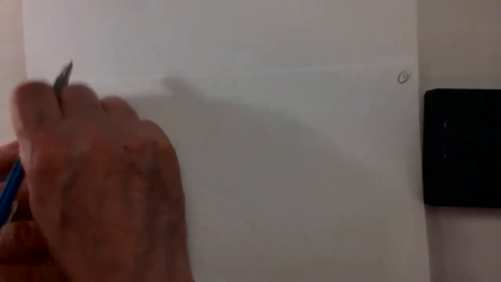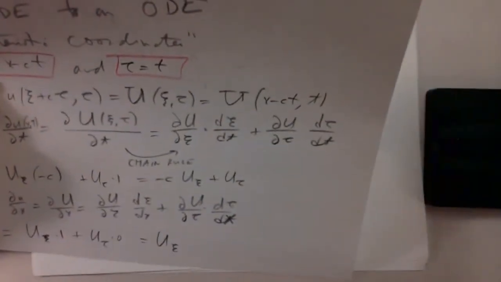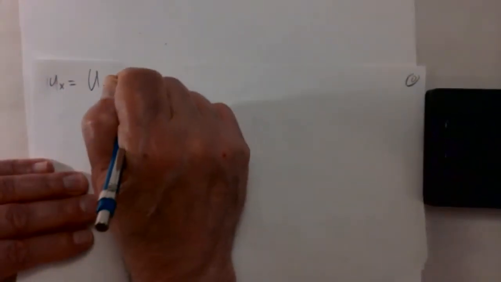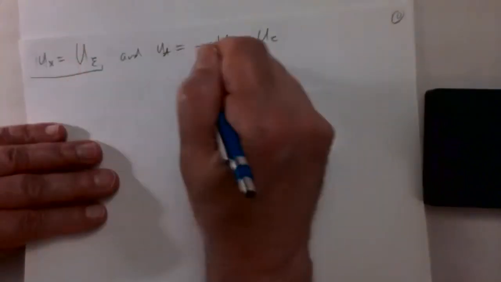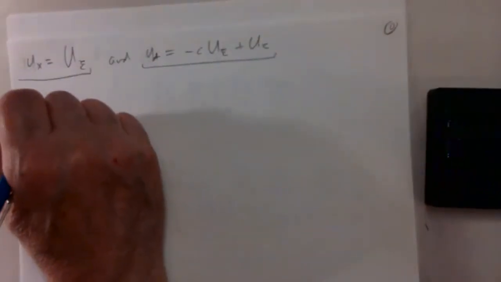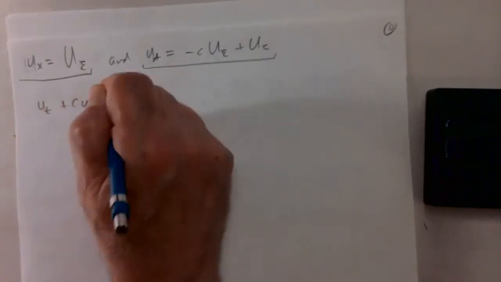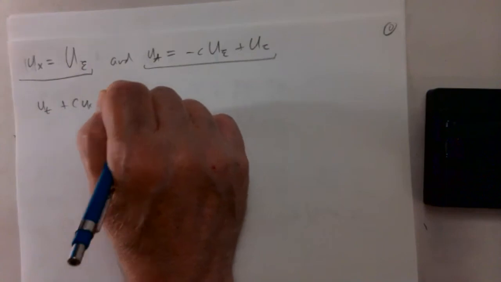So let me just write these down so I don't forget them. For my original function u, u sub x is u c, and the partial of u with respect to t is minus c u c plus u tau. So what is my differential equation? Remember, my differential equation was u t plus c u sub x plus a u equals f of x, t.